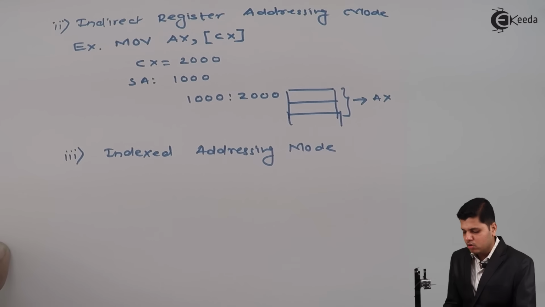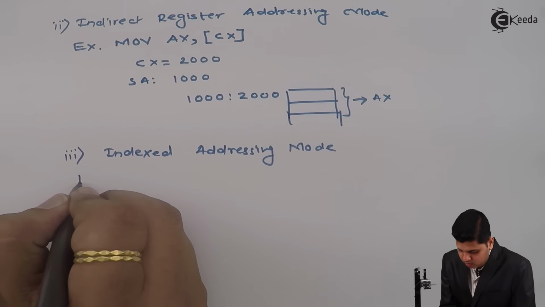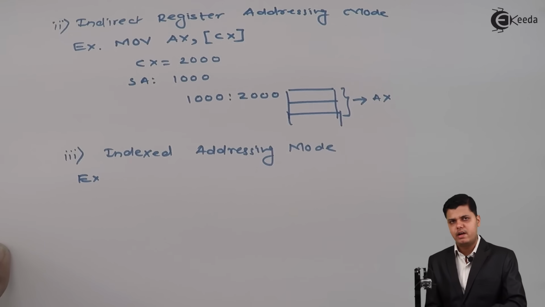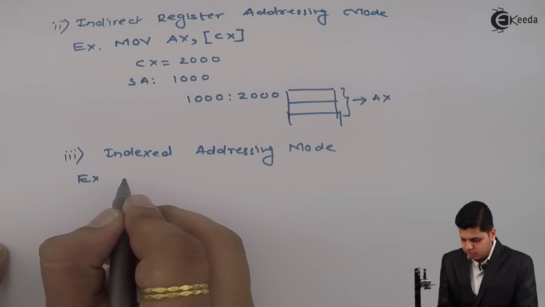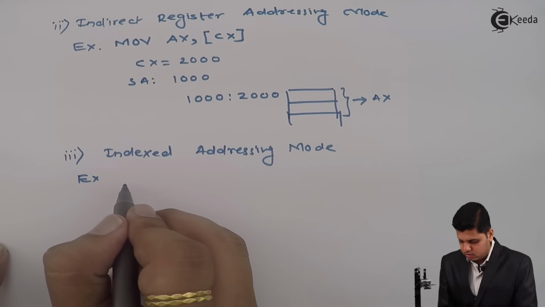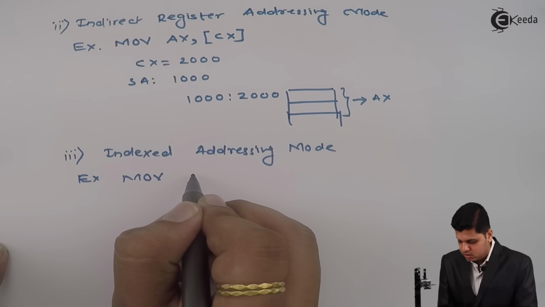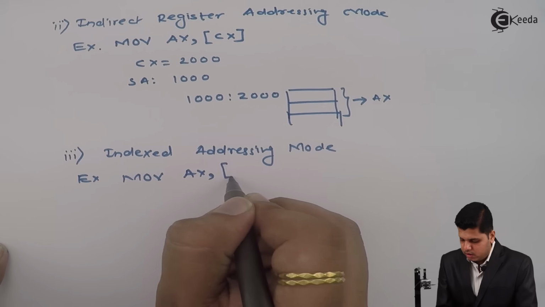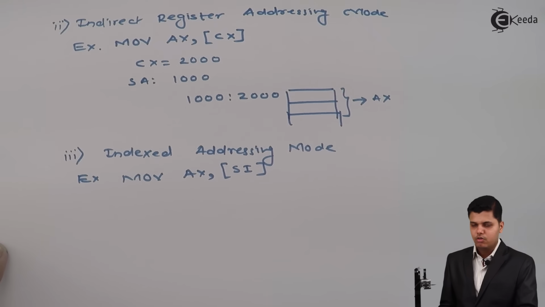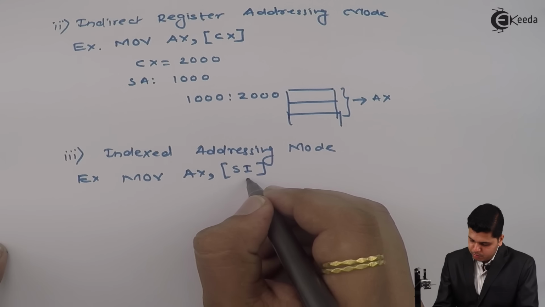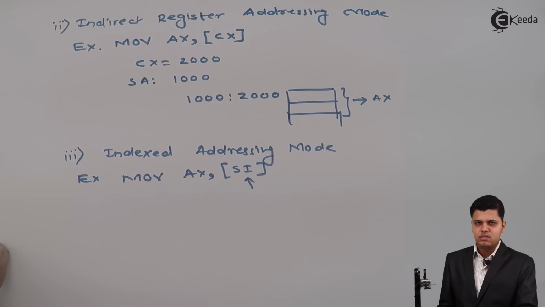Now it is also the memory addressing mode itself. In the indirect register addressing mode, we have seen the register is specified for specifying the address. In the case of index addressing mode, the indirect register which is being used is an index register. For example, I have taken SI, that is source index. So whenever we provide the index register for locating some address, that is called index addressing mode.